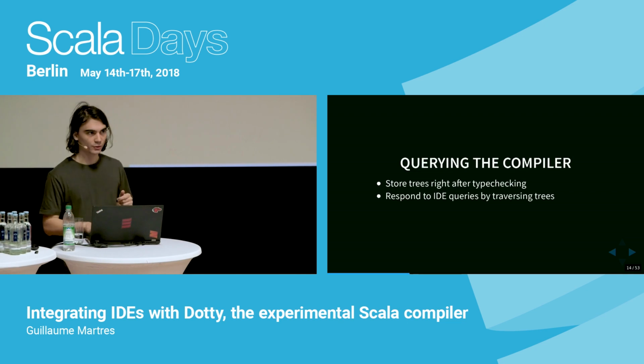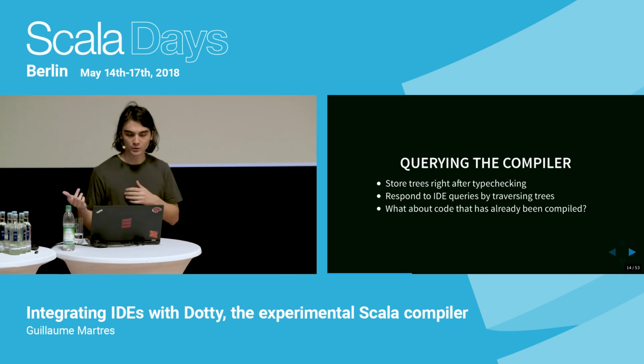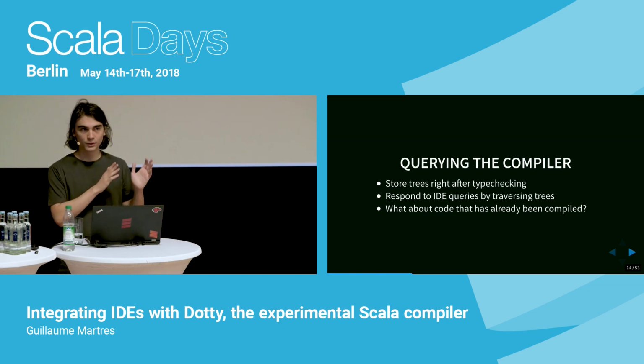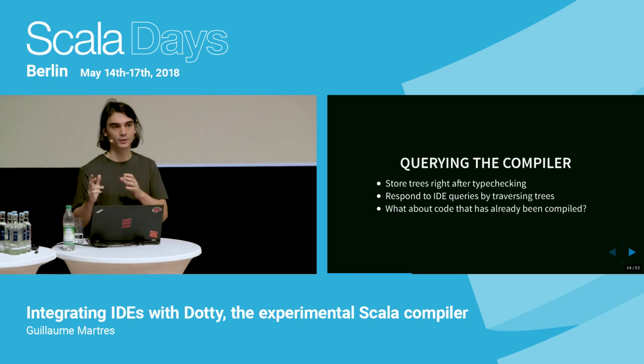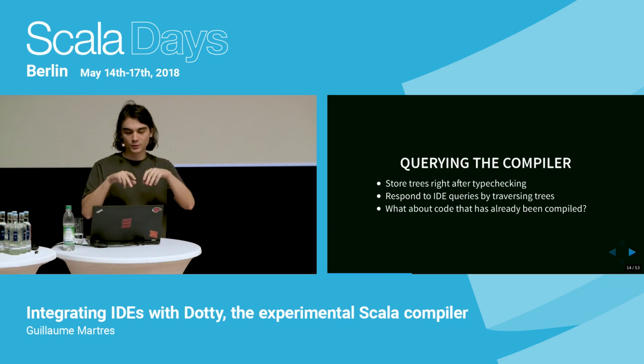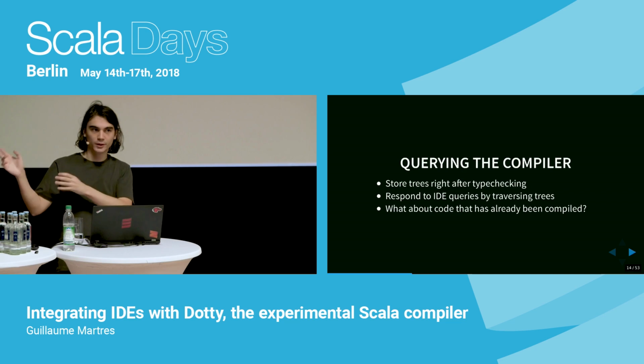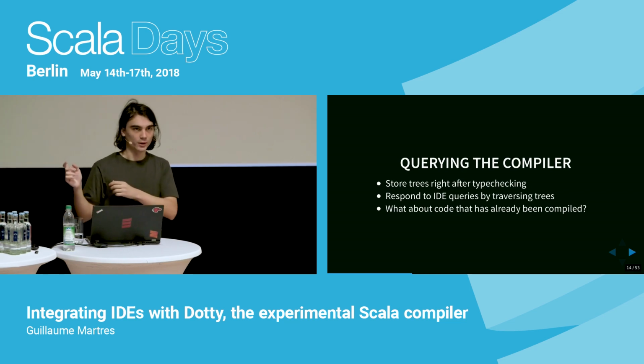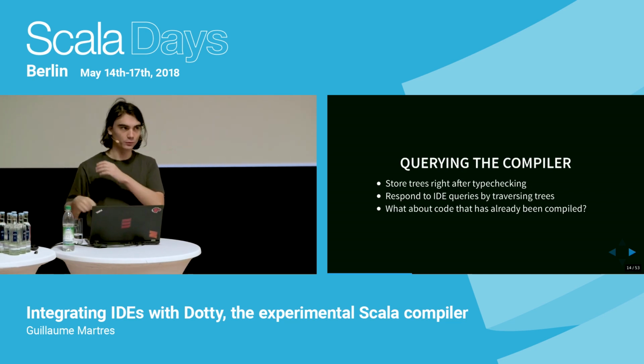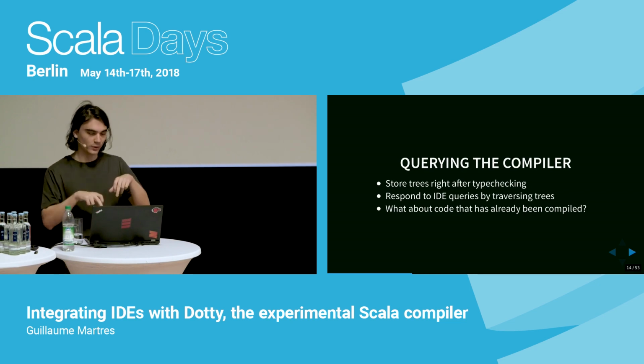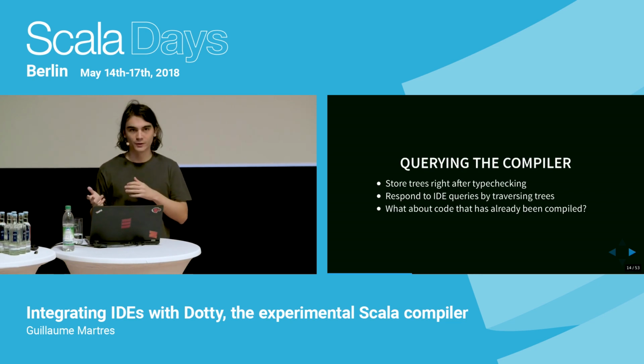But this leaves one question unanswered, which is what to do about code that has already been compiled. Because typically in a project, you're going to have a few files open in your IDE, and at every keystroke, you can ask the compiler to retype check them. But every other file in your project, which has already been compiled, you don't want to recompile every time you type a single keystroke, because you already have class files for them.